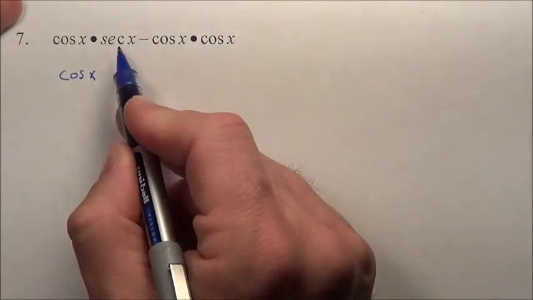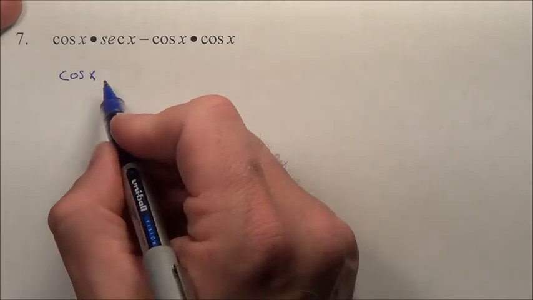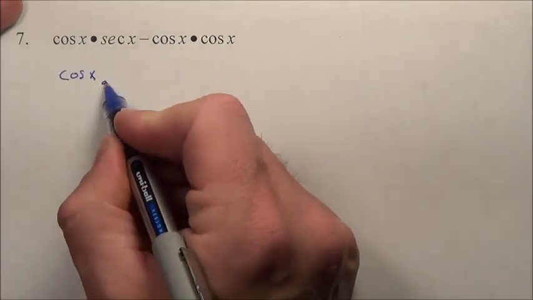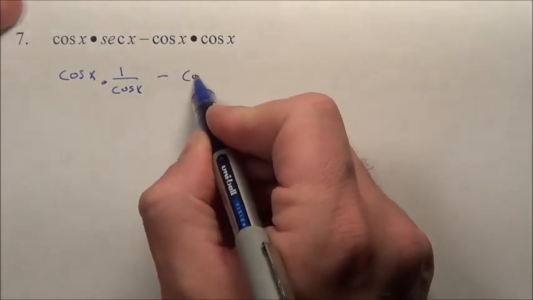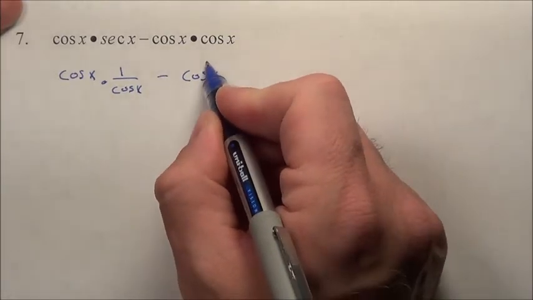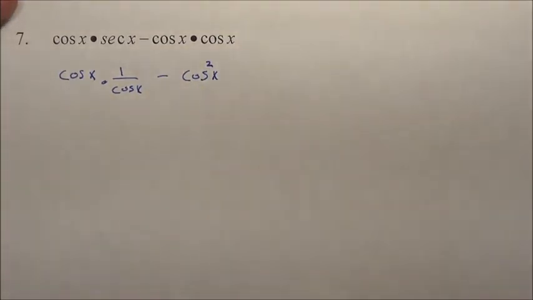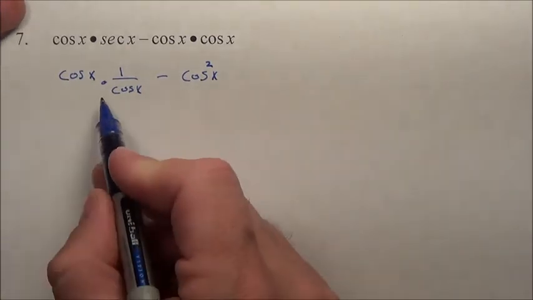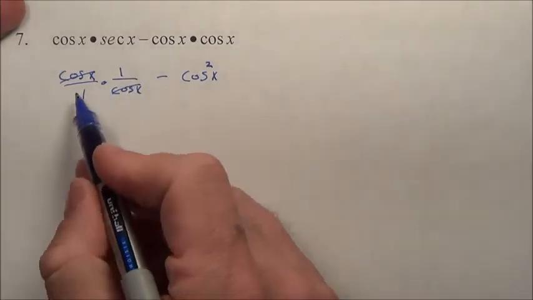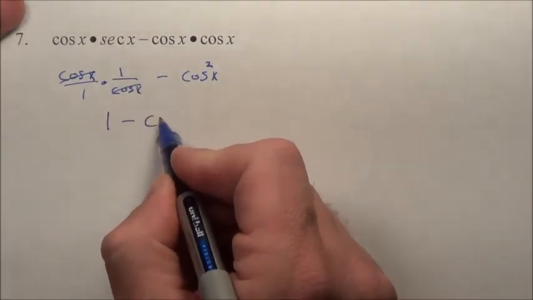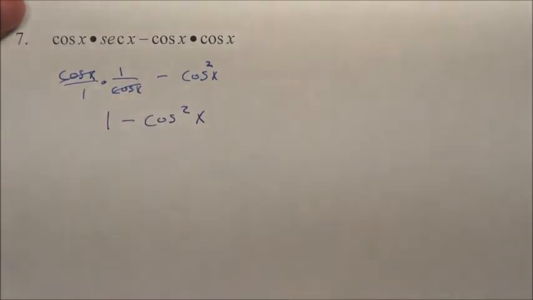Secant of x is a reciprocal of cosine. So this is cosine of x times 1 over the cosine of x minus a cosine of x times a cosine of x. That's just going to be cosine squared of x, isn't it? Okay, I'm just going to rewrite there and see what happens. Well, notice this and this are going to go away because that's really over 1. So over here I got 1 minus a cosine squared of x.